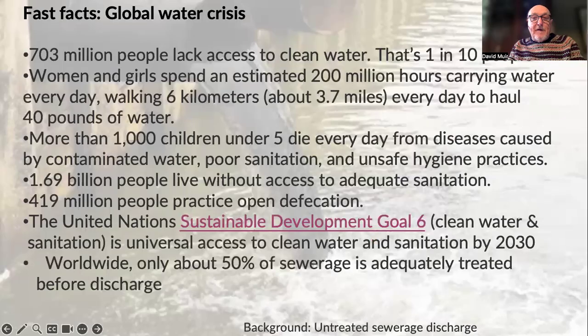And here are some facts to illustrate why they are so concerned. 703 million people lack access to clean water. They are drawing water from raw sources such as rivers, untreated, and using it. That's about 1 in 10 of the population depending on untreated water.